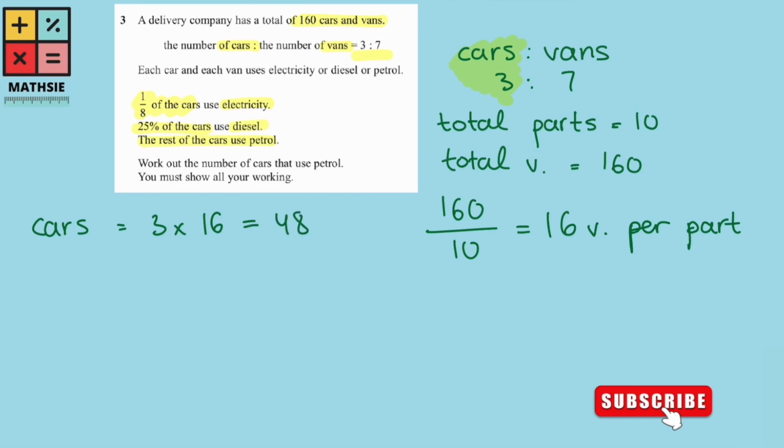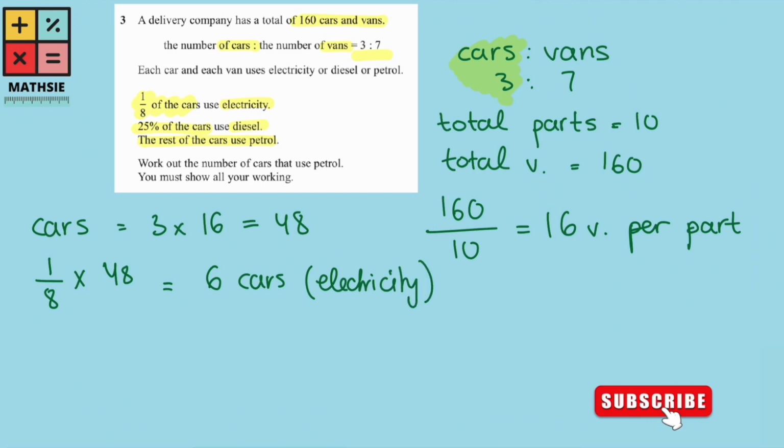So now we know the total of the cars is 48, and we can continue using the proportions in order to figure out how many cars use petrol. So we know that an eighth of the cars use electricity. Every single time we have "of," that means multiply. So I have an eighth times 48, because the number of cars is 48. 48 divided by 8 is 6 cars that use electricity.